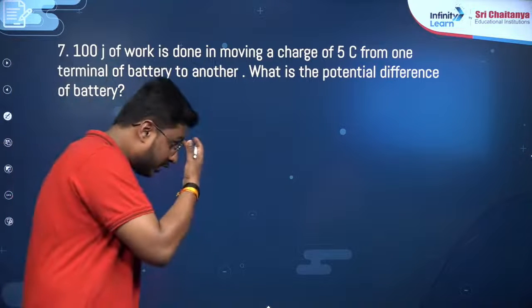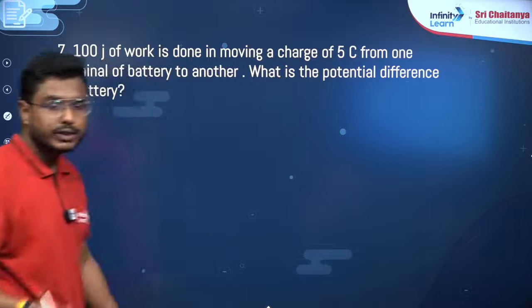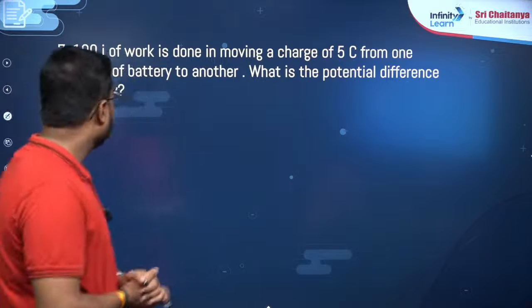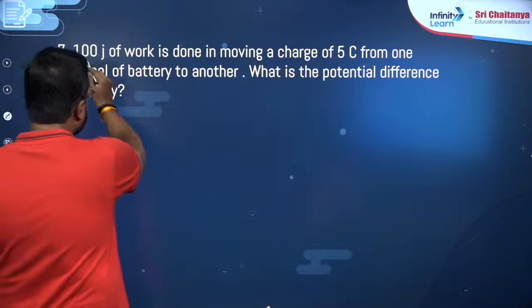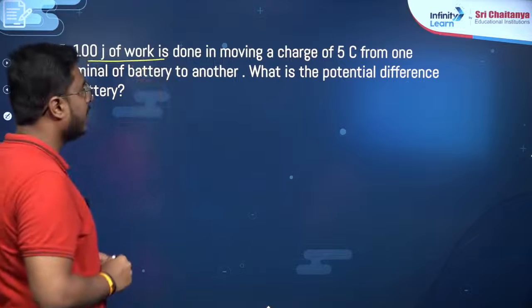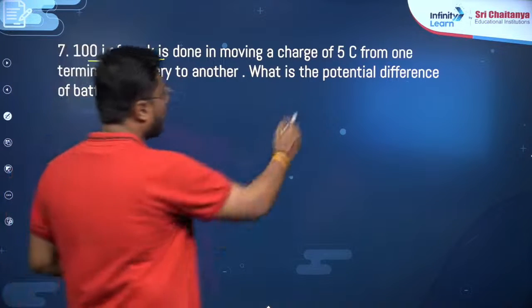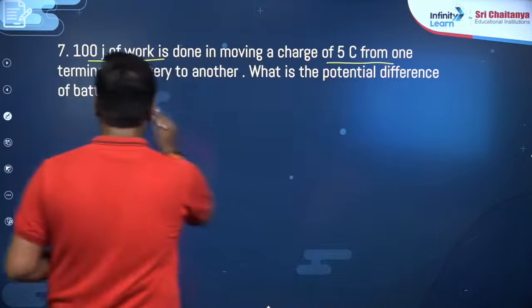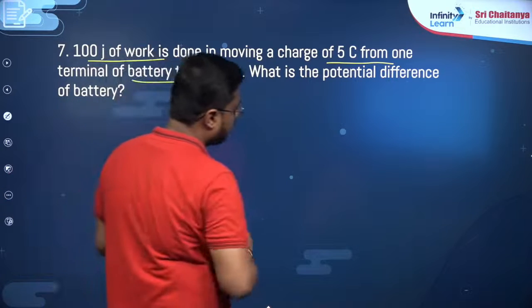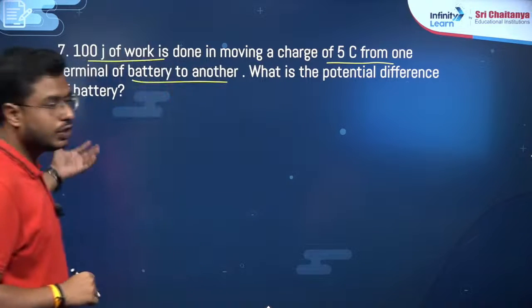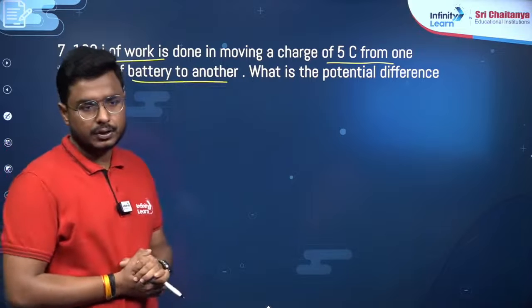Moving ahead with this question. So let's see what this question is saying, everyone. The question is saying that 100 joule of work is done in moving a charge of 5 coulomb from one terminal of the battery to the other. What is the potential difference of the battery?